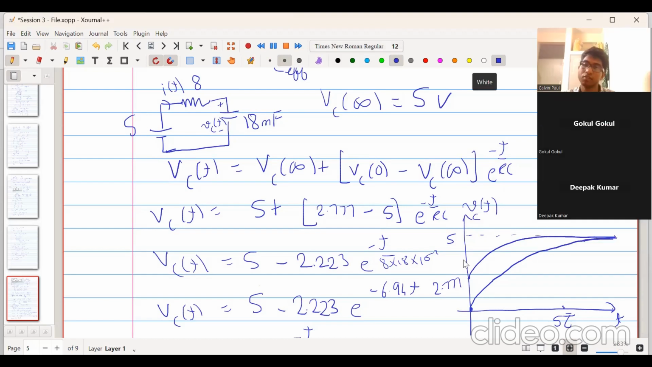That's one of the significance of the time constant. Irrespective of the initial voltage across the capacitor, it takes around 5 into the time constant for the capacitor to reach the final steady state value, irrespective of what the initial capacitor voltage was.